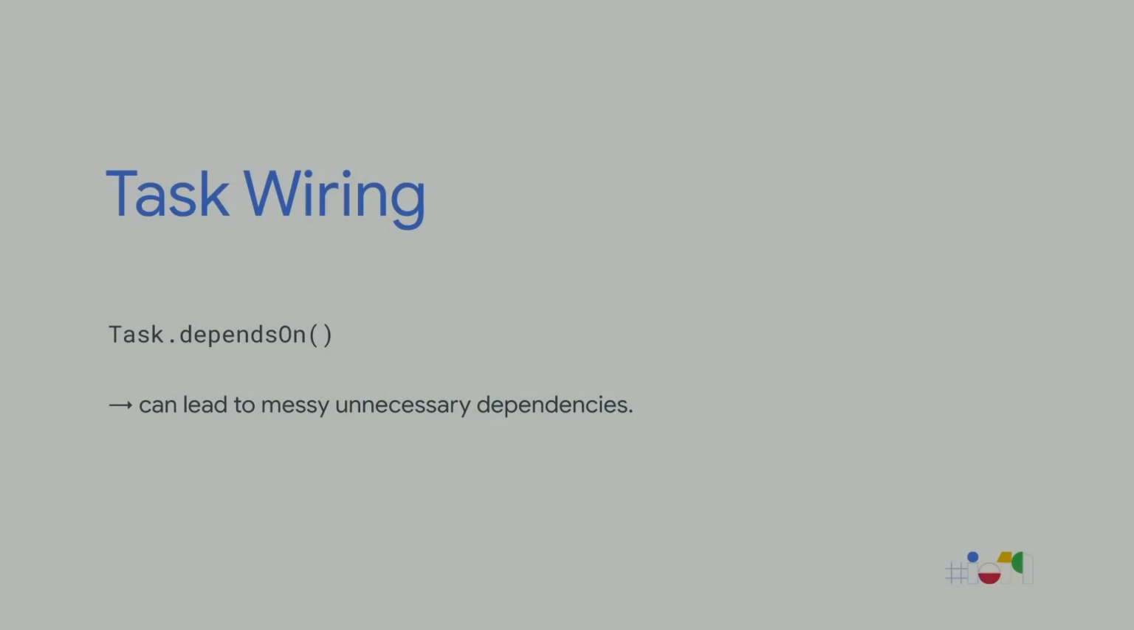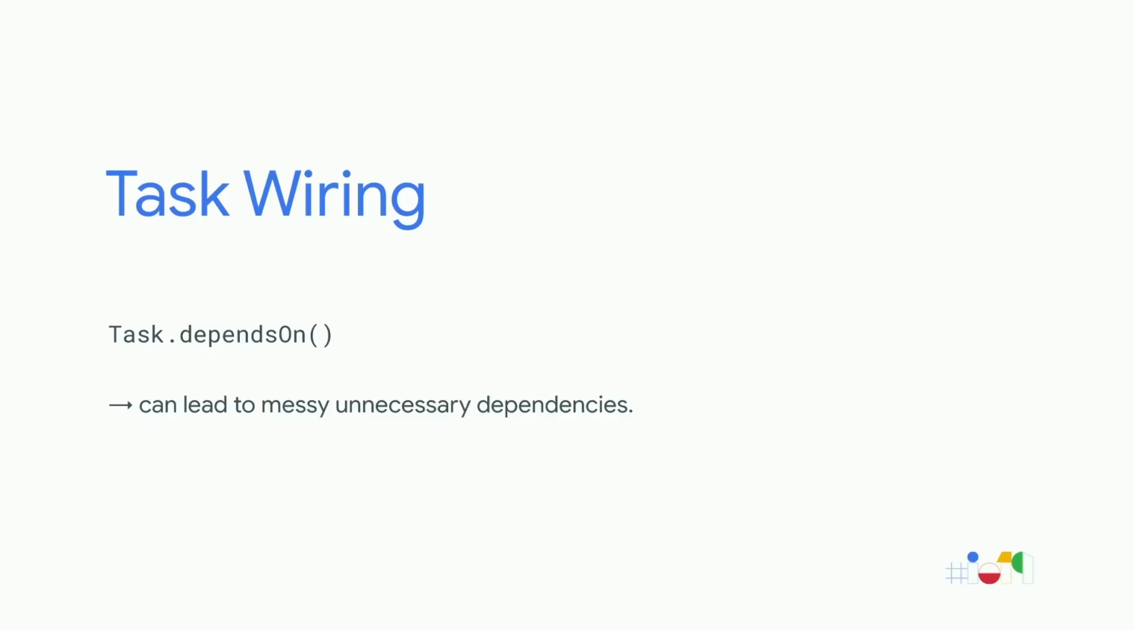The second thing I want to talk about is task wiring, right? If you're creating a lot of custom tasks, you probably have to do some depends on. And that's very fragile, and really, you shouldn't do it. Let's say you have A depends on B, and then later you change A to actually depend on C. If you don't pay attention, you may depend on B and C, and that's not what you want.